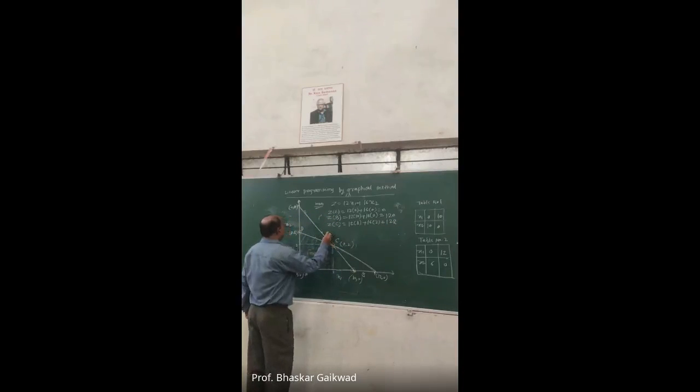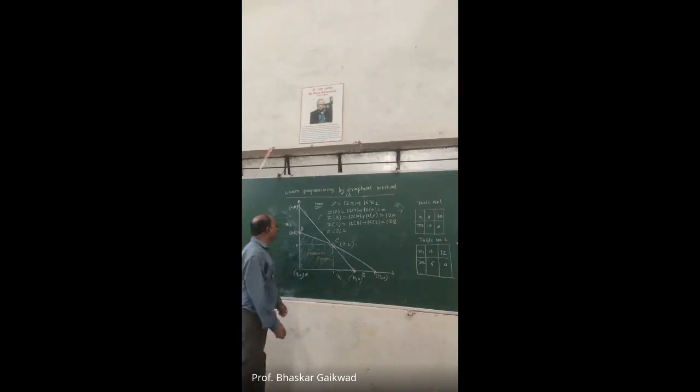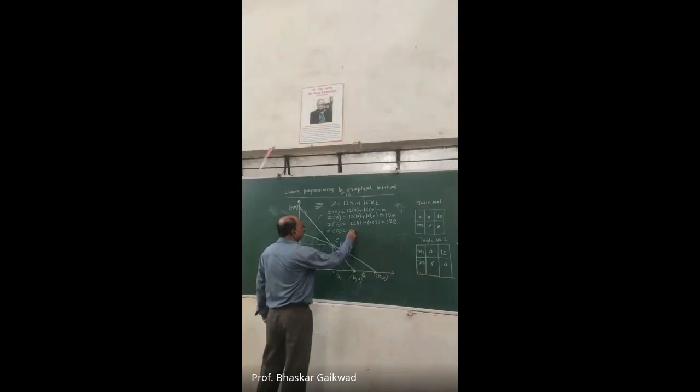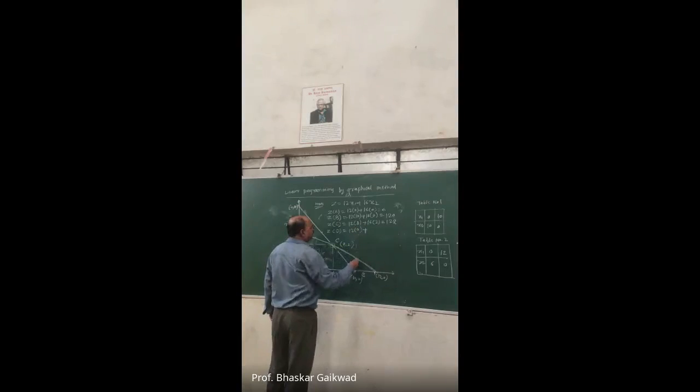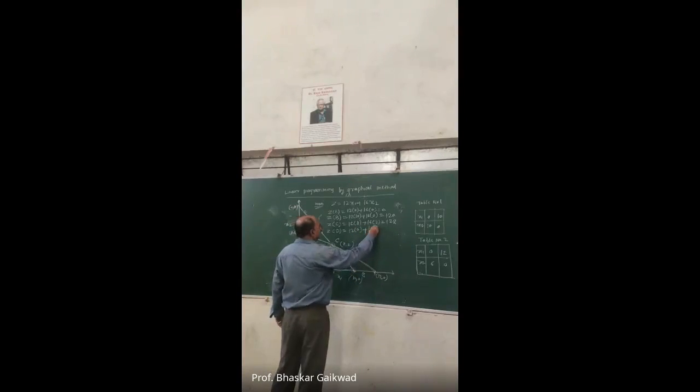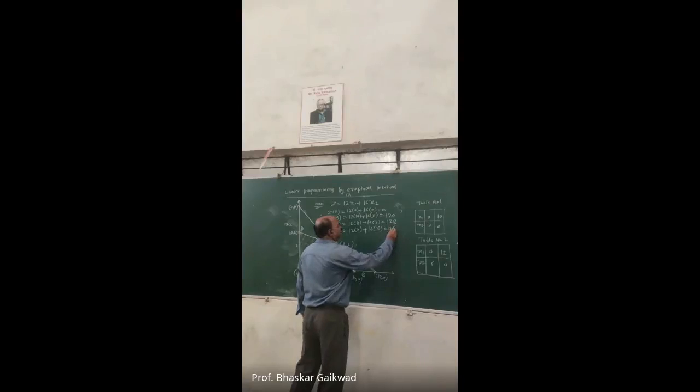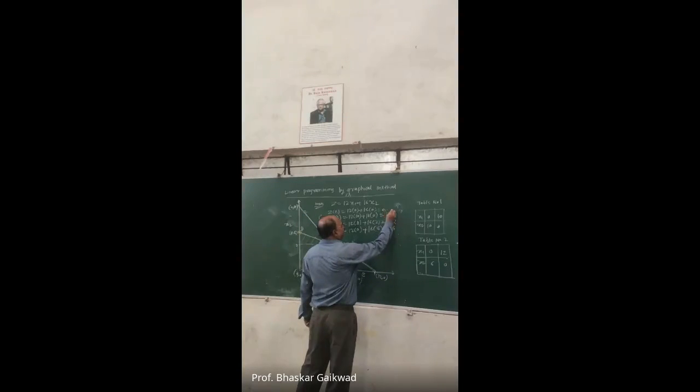Next, now related to point D. What is x1 here? 0. So 0 plus 16 times x2. What is x2 here? 6. How much here? 96. Okay. Now you can observe these values.